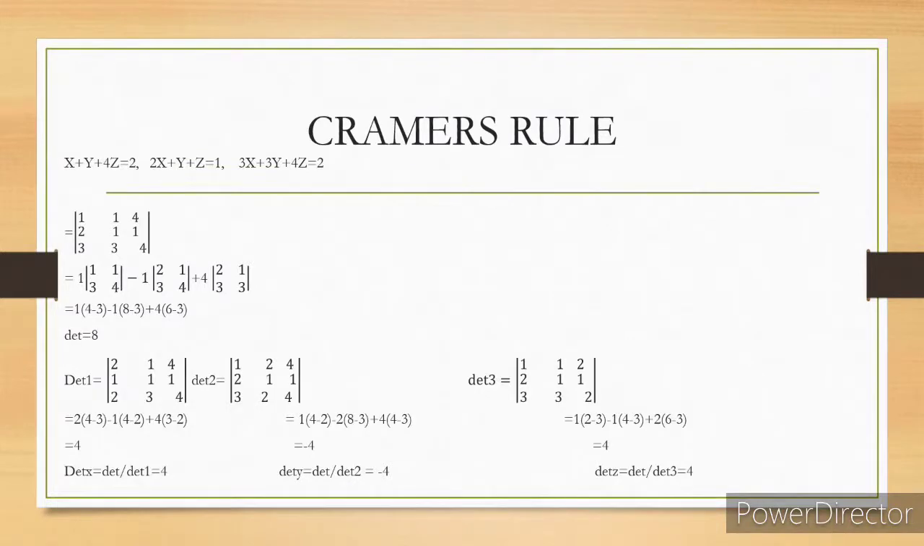So now let us see Cramer's rule. I have taken for you the example: x plus y plus 4z, 2x plus 5y plus z, 3x plus 3y plus 4z. As we all know, this is the x column, this is the y column and this is the z column, right? And also I've said in the first slide that we have to consider plus minus plus.